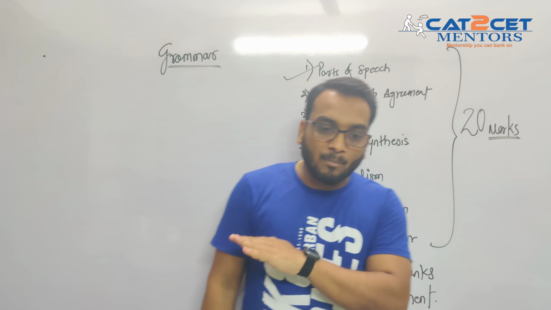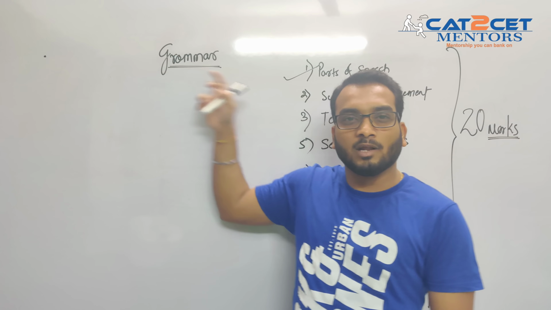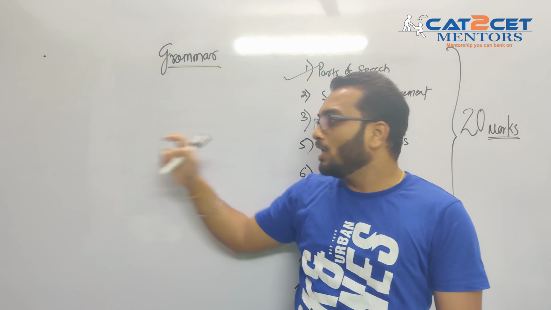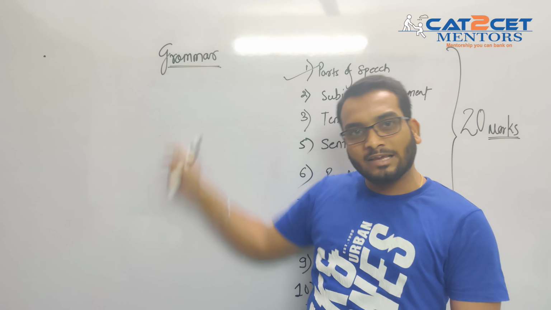So first person singular plural, second person singular plural, third person he, she, it. That's the singular one. Plural format hoga they. Now it has been taught to us that if you talk about, let's say, a subject.